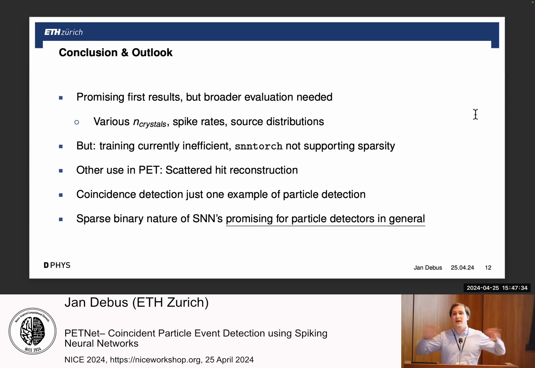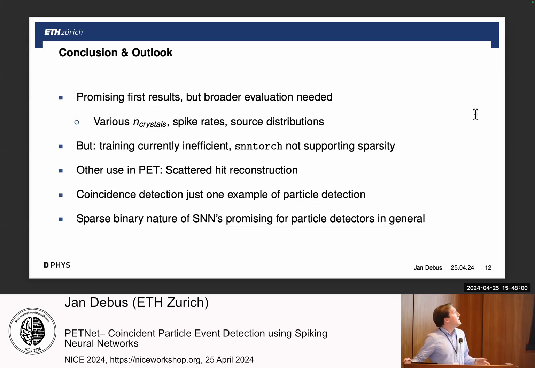PET is a very large field with a lot of detectors with largely different numbers of crystals, much more than what we have in the Saphir dataset and much less than we have in the clinical dataset. There are a lot of different dose concentrations, or spike rates in this case, and also source distributions. It would be very helpful if we evaluated a bit more and tried out a few different combinations.